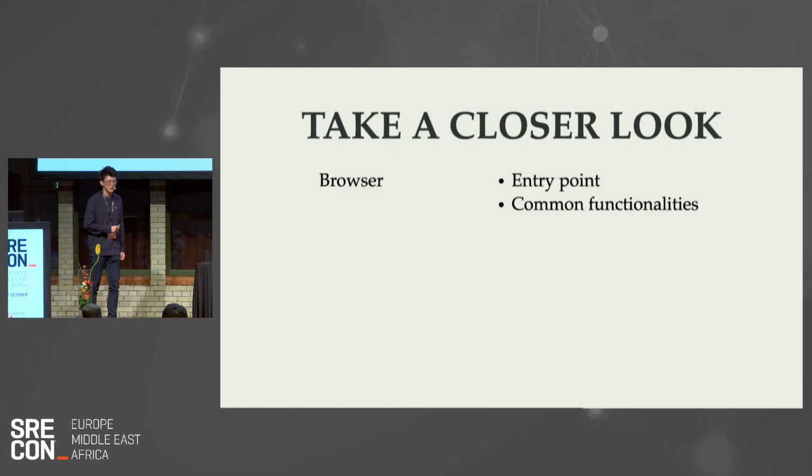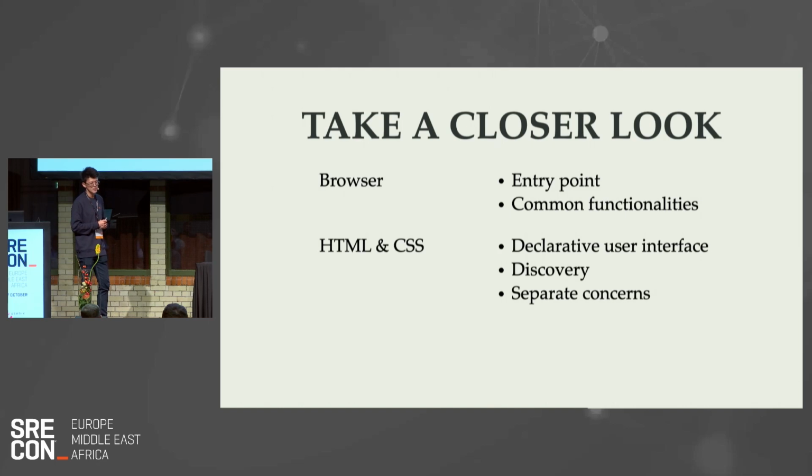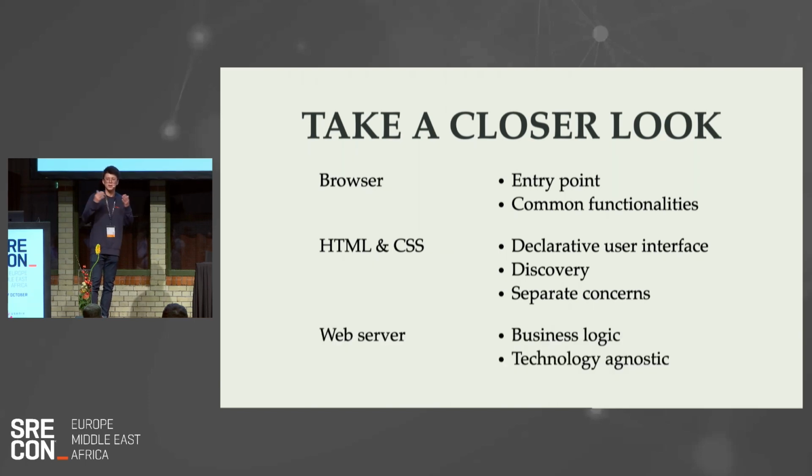The first one, the browser. It serves as an entry point and provides lots of common functionalities. The second one, HTML and CSS. It is a declarative user interface. It enables other services to discover your services, for example, the search engines. It can index your UIs and make them very easy to discover. And it also separates concerns. This introduces the third element: you can still use your favorite technology to build your applications. You don't need to be forced to use a specific technology to onboard to SaaS.